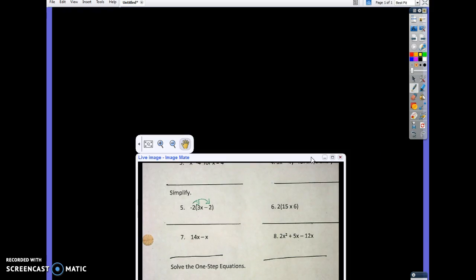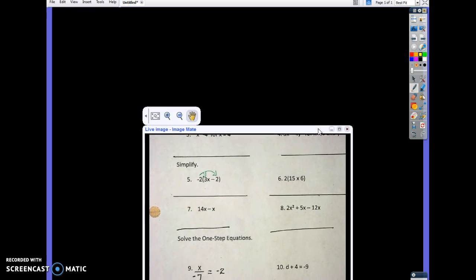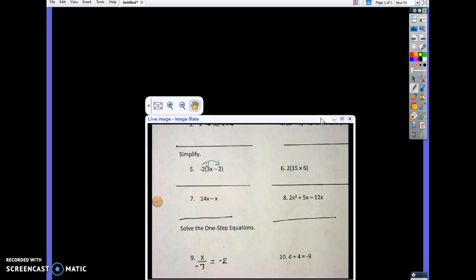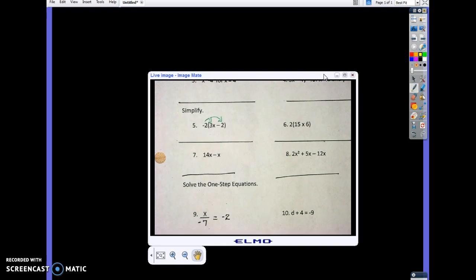On the next problem, pull this up here a little bit. It looks like we are on number 9, one-step equations. So I am going to have a variable here that's being divided by negative 7, and that will equal negative 2. The whole point of one-step equations is to get this variable or any variable by itself.